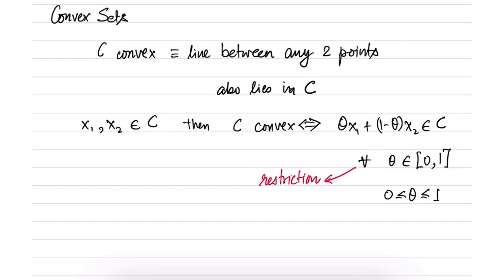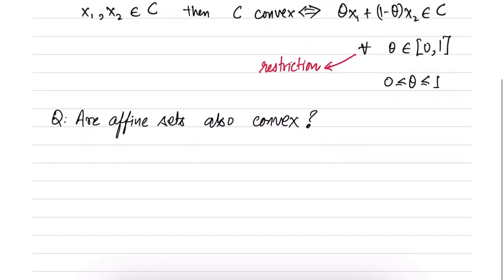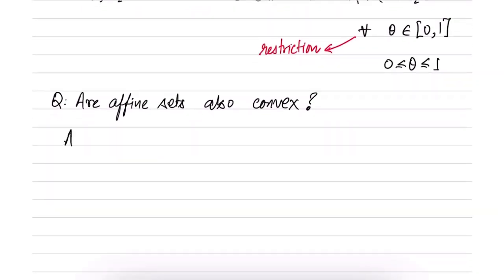So let us ponder over the question as to whether affine sets are also convex, or else a related question, whether convex sets are also affine. So to answer this question, remember the fact that in convex sets there is a restriction on theta, while for affine sets there is no such restriction. So which of them is more general? That is the question.